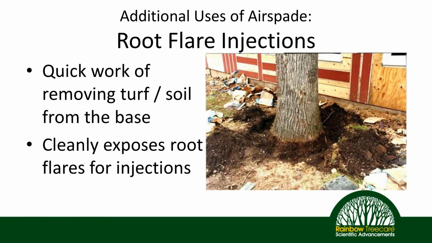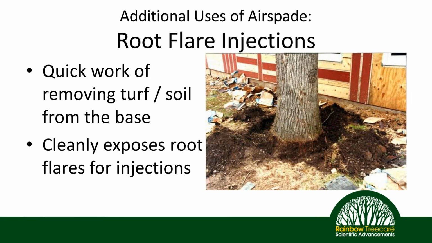Some other things you can use the Airspade for are to very quickly do root collar excavations when you're doing macro root flare injections, especially if you're in an area that deals with Dutch elm disease or oak wilt, where it is very important to get down on that root flare to get proper distribution of the product. You can use the Airspade to very quickly do a root collar excavation and blow that soil away versus going in there with a spade and brush.